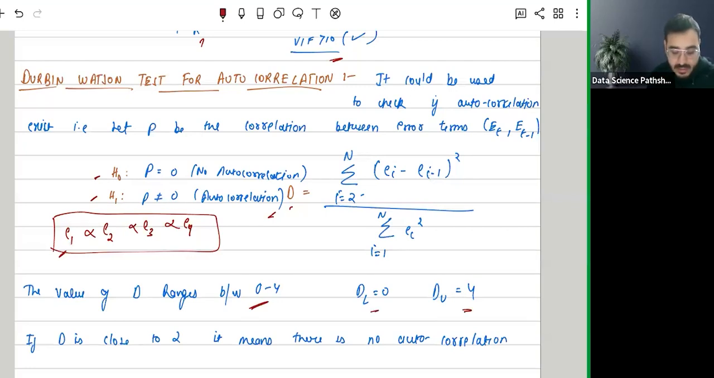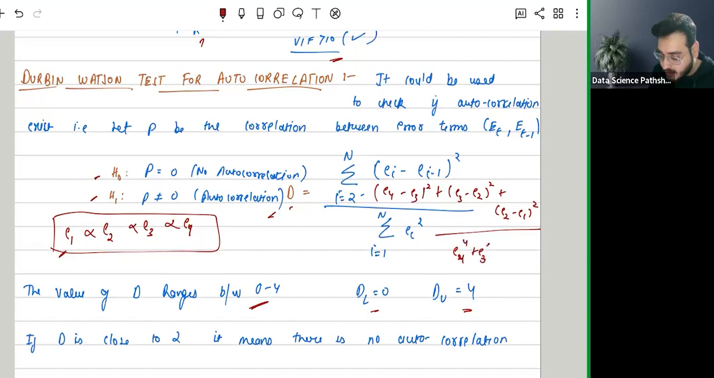Let's say in this case we have E1, E2, E3, and E4. We will do E4 minus E3 whole square, plus E3 minus E2 whole square, plus E2 minus E1 whole square, divided by E4 square plus E3 square plus E2 square plus E1 square. And this value will range from 0 to 4. And if the d that we are calculating is close to 2, it means that there is no autocorrelation.